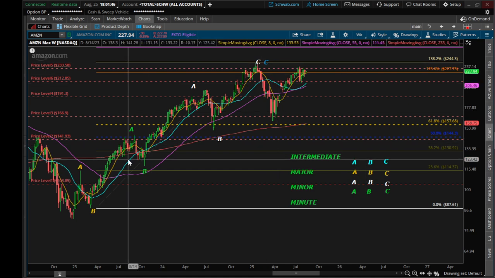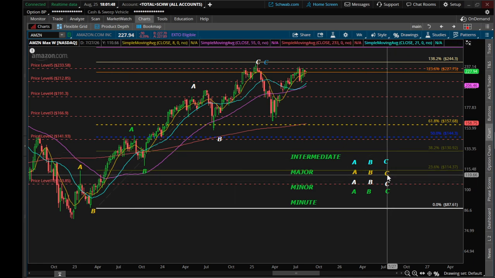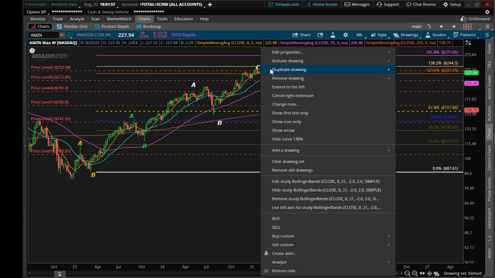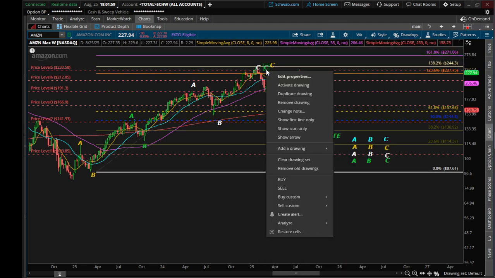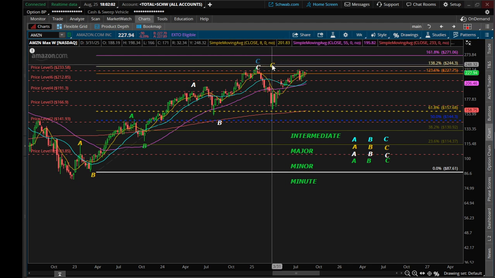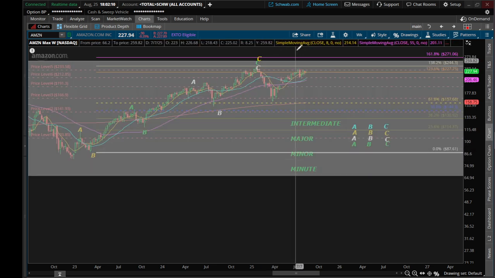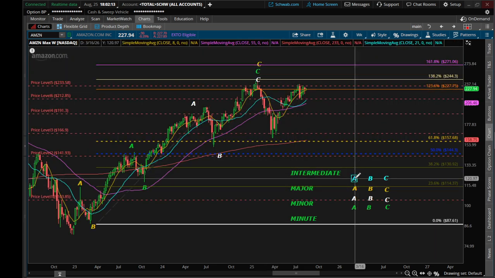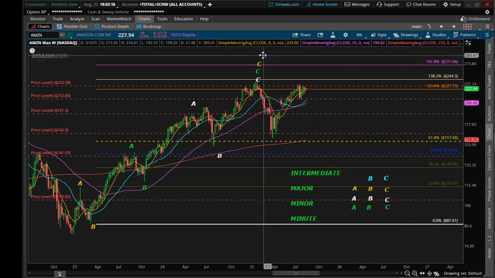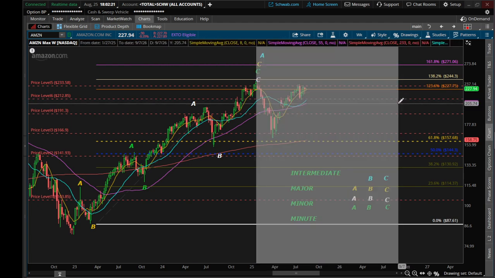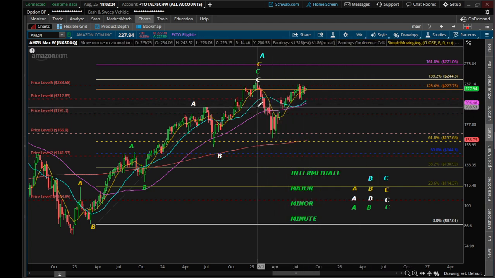So these 2 C legs, no, 3, really should be more like this. Let's see. More stacked than linear. Okay, so these three C legs make up the intermediate A wave. So that's telling me this next move that is happening right now could be an intermediate B leg.